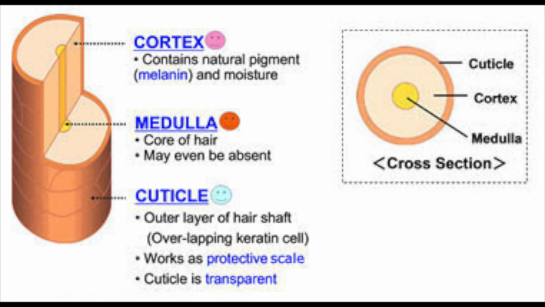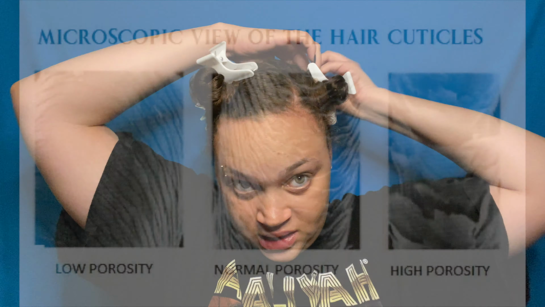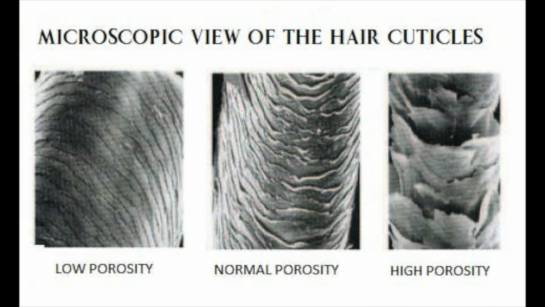And then you have the cuticle. The cuticle is basically made up of multiple layers of cuticles that overlap each other. If you want, you can kind of think of it as like shingles on a roof. And depending on how elevated the cuticle is is how high your porosity is. So if somebody has cuticles that are close together, that would mean that you probably have low porosity hair. If you have cuticles that are not completely closed but not completely lifted, that means that you would have normal to medium porosity. And if you have cuticles that are completely lifted, then you have high porosity.